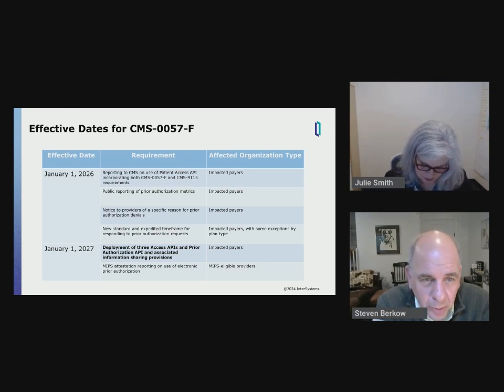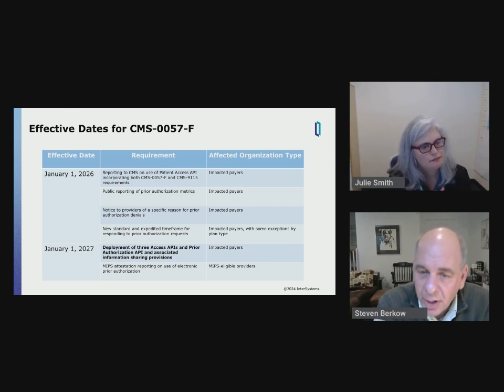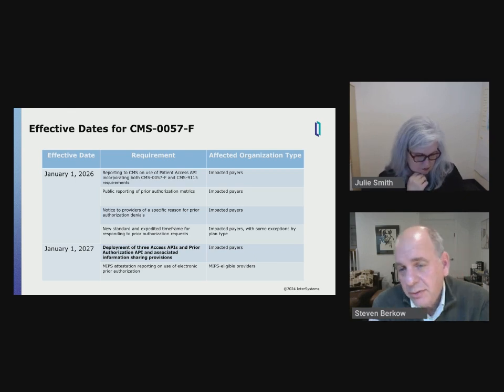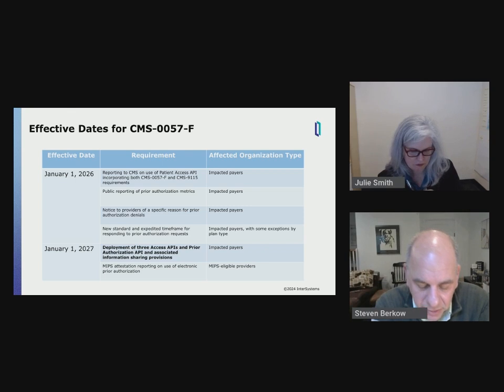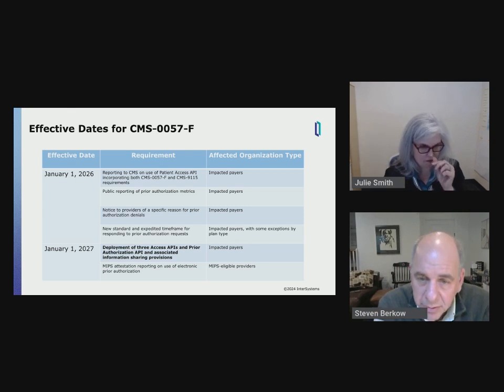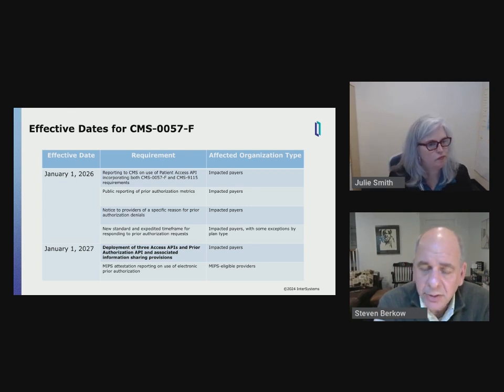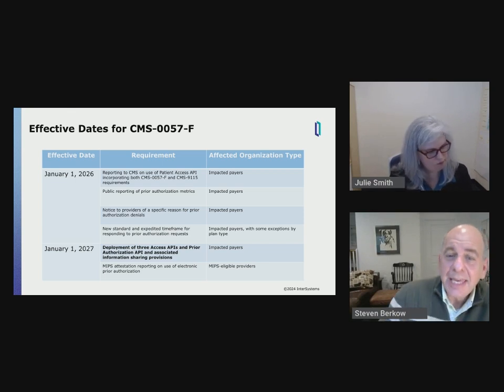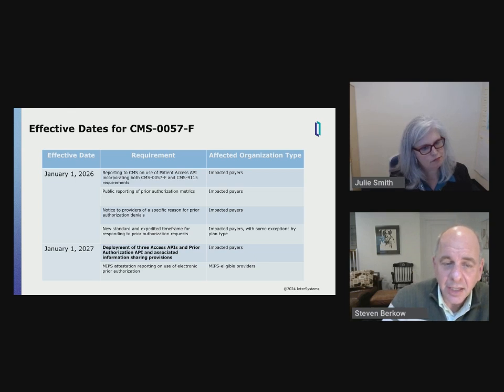But the next 2 are important. You are going to have to start providing a specific reason for authorization denials, and you're going to have to comply with a time frame that's in the regulation. So specifically, you're going to have to respond to prior authorization requests that are standard within 7 days and expedited requests within 72 hours. So you can already start to feel the push. We've got to figure out a way to automate prior authorization even before the deadline for getting the APIs up and running, which is directly below.